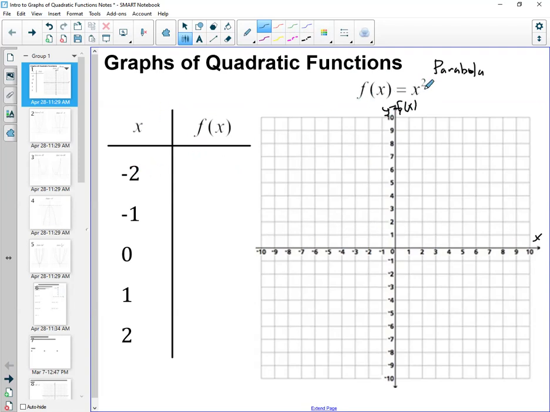For example, if I plug a -2 in here for x, -2 squared is +4. So that's a point right here. X is -2, f of x is +4. I plug a -1 in, I get +1, 0 gives me 0, and 1 and 2 give me +1 and +4 respectively. I can plug in 3 just because I know that 3 squared is 9. I get a shape that looks something like this.